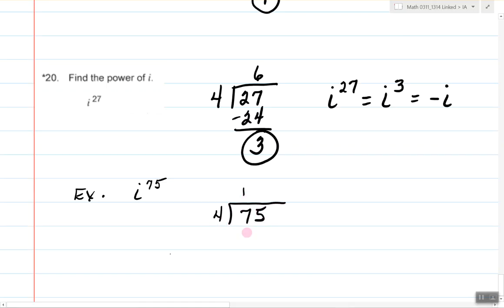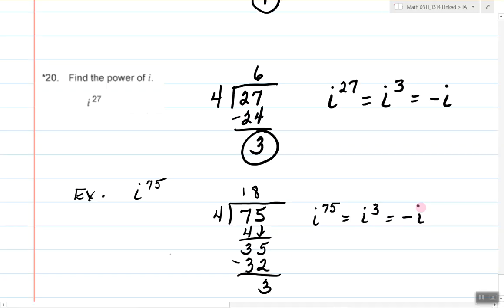That goes in there 1 time. 3, bring down the 5. That gives me 8. That's 32. Subtract, for 3. i to the 75th power is equal to i to the 3rd power, which is negative i. You can do any power of i this way.